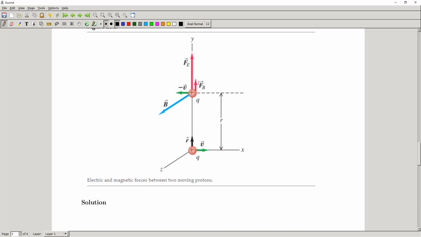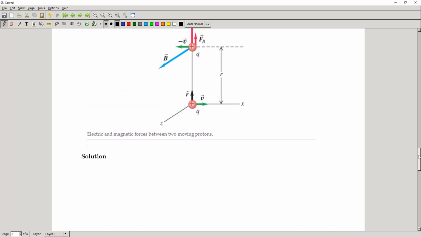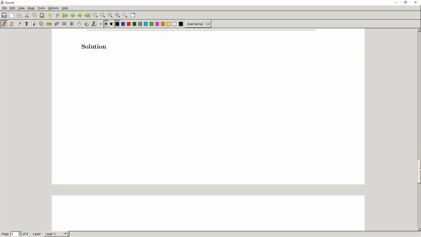Okay, so let's do some of the calculation related to this, and I don't think I have space to keep both of these on the page, so we'll just skip that and move on to the calculation. First thing, we want to calculate the magnitude of both of these forces. So we'll start off with the magnitude of the electric force.